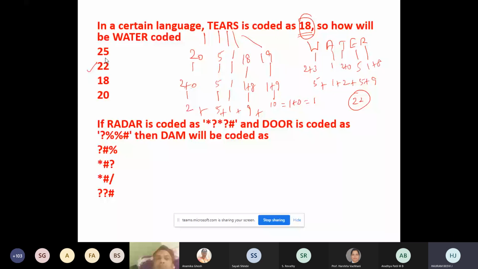Then the next question: if radar is coded as star, question mark, star, question mark, then as symbol, and door is coded as question mark, percentage, percentage, as symbol, then dam will be coded as? For this question, the options given are: question mark, ash, percentage; then asterisk, ash, question mark; then asterisk, ash, slash; then question mark, ash. Okay, so first they are given radar.